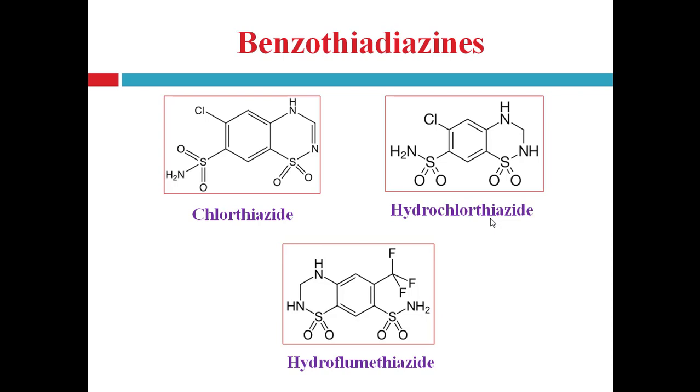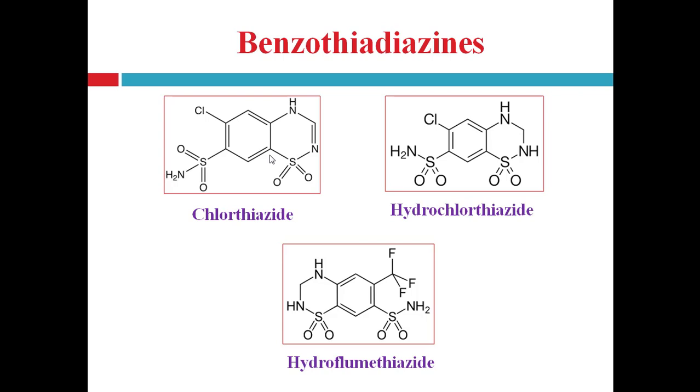That is benzothiazine. See in the structure of all benzothiazines, here the benzene ring is fused with the thiazine ring, a 6-membered ring with 2 nitrogen atoms and 1 sulfur atom. So this whole structure is known as benzothiazine. And all the drugs chlorothiazide, hydrochlorothiazide and hydroflumethiazide all contain the benzothiazine ring. All are different in the substituents present on this benzothiazine ring.